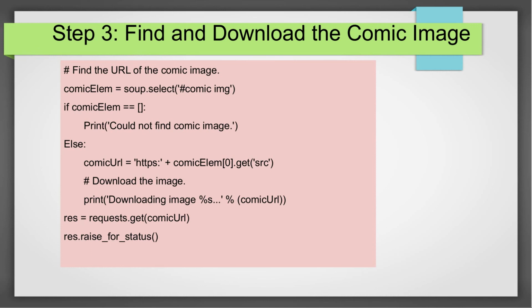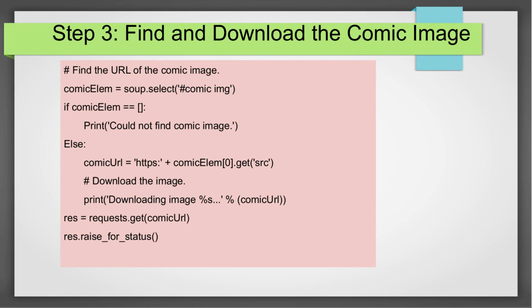Step 3. Find and download the comic image. Make your code look like this. From inspecting the XKCD homepage with your developer tools, you know that the img element for the comic image is inside a div element with the id attribute set to comic. So the selector #comic img will get you the correct img element from the Beautiful Soup object. A few XKCD pages have special content that isn't a simple image file. That's fine. You'll just skip those.